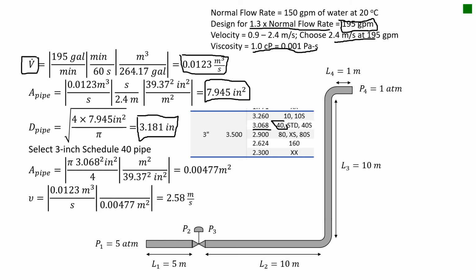So now I'll use that inside diameter of 3.068 inches and calculate the area of the pipe using standard geometry, and find that the area with that inside diameter is 0.00477 square meters, and our velocity is actually 2.58 meters per second, which is pretty close to that 2.4 meters per second heuristic, slightly higher. However, I'm designing it for a flow rate of 195. At my actual flow rate of 150, my velocity will be much lower than 2.58.